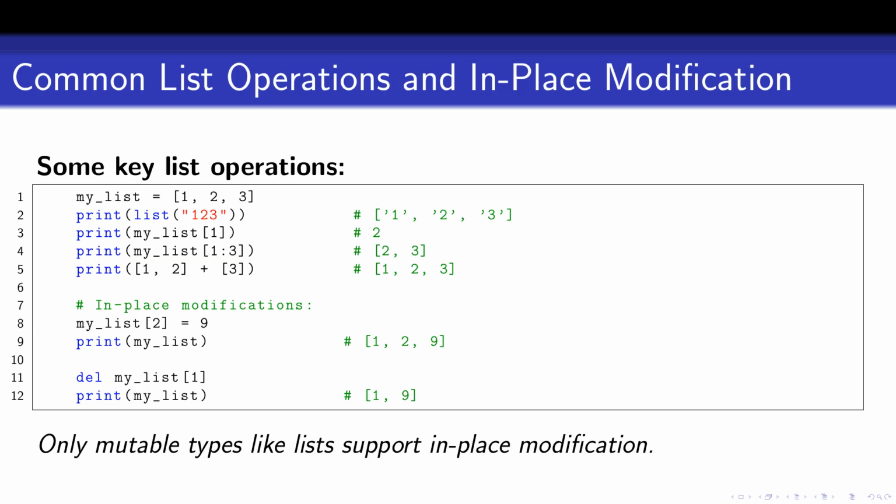Python provides a wide range of list operations, many of which can modify the list directly or in place. For instance, you can update a value at a specific index using assignment, or delete an element using the del keyword. You can also concatenate lists using the plus operator, and slice them using start and end indices. In-place modifications are possible because lists are mutable, and this feature makes them powerful for iterative updates, filtering, and real-time data adjustments. However, you should be cautious. Changes made to a list in one part of a program may affect other parts if the same list is referenced in multiple places.